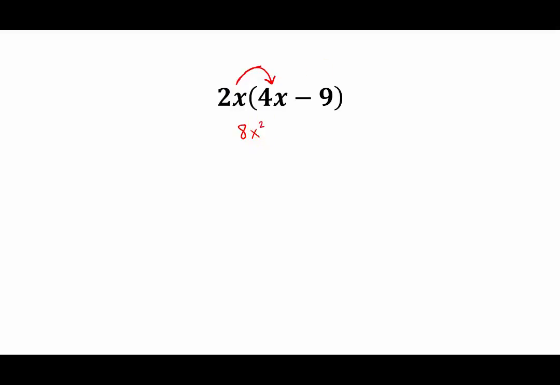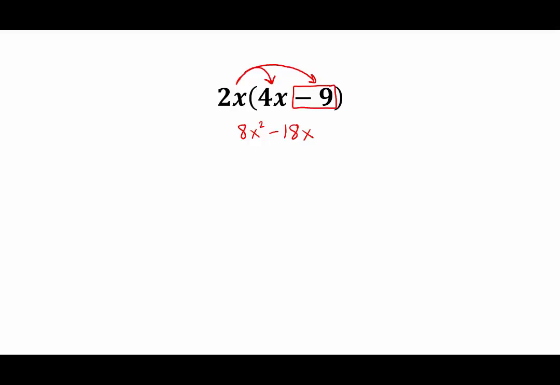And then 2x times negative 9. Because remember, we need to take this minus sign with that 9. So 2 times negative 9 is negative 18. And we have x. And that would be it simplified.